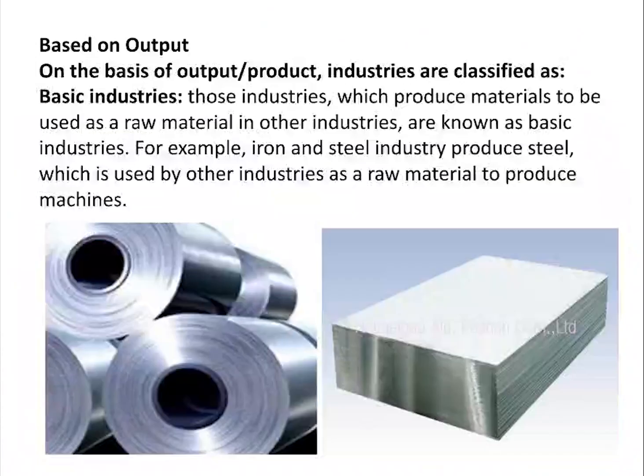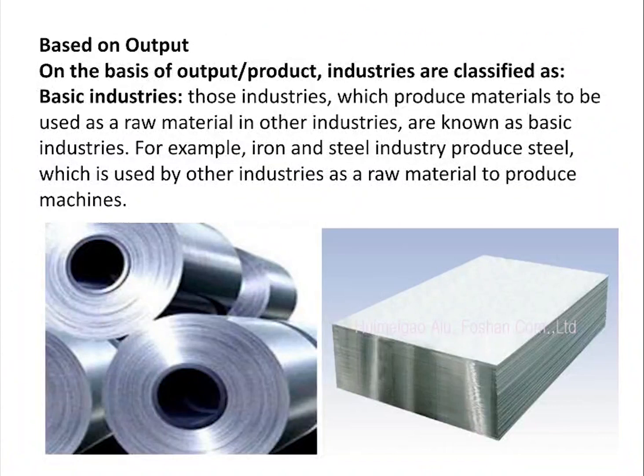Basic industry means we can say iron and steel industries are called basic industry. Why are iron and steel industries called basic industries? Almost all the industries in the world are directly or indirectly dependent on iron and steel.